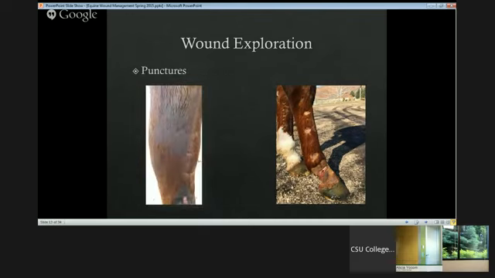Punctures are especially tricky because they look so small from the outside, and yet they can contract underneath the skin, and you don't really know where they are heading, and so they can go into the deeper structures of the joint capsule or tendon sheath, and you may not know it until a few days later. And so exploring puncture wounds is very important. And then with the more obvious wounds, it's a lot easier to identify the structures that are involved, and the larger surface area helps you with that.